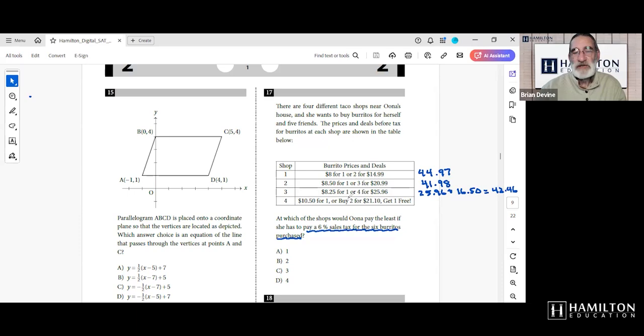For store 4, buy 2, well, $10.50 a piece. They better be good burritos, or buy 2 for $21.10, and you get 1 free, so you're getting 3 for $21.10. So if she gets 2 of the $21.10 deals, she's going to spend $42.20, and that'll give her 6 burritos. And it seems like the best price for 6 burritos is going to come from store 2. And so B would be Una's best choice. And now I'm hungry for burritos.